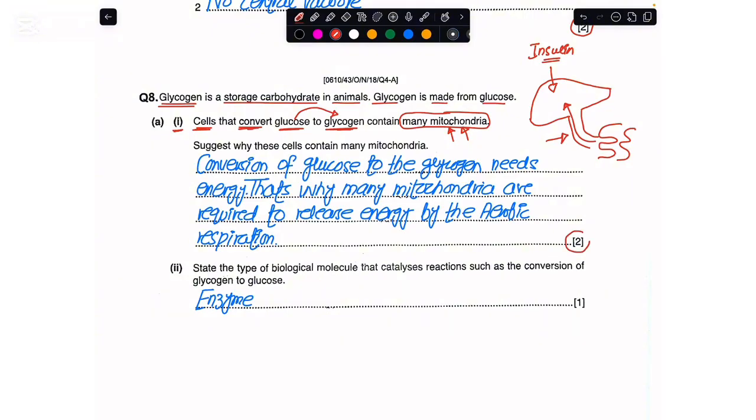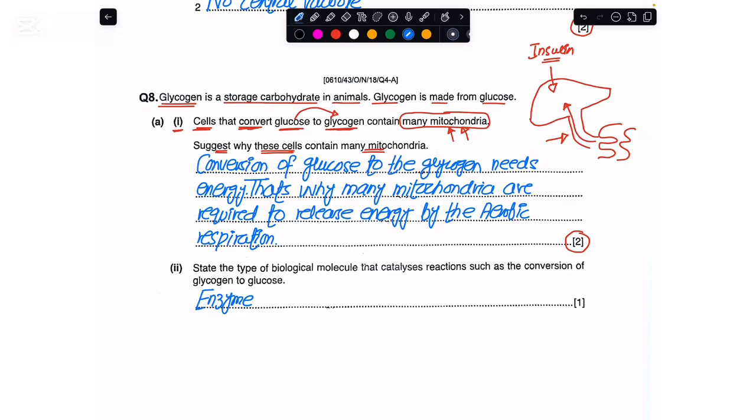So for the 2 marks, the examiner wants you to suggest why these cells contain many mitochondria. You would tell him that the conversion of glucose to glycogen requires energy, and for the energy production, there has to be the presence of many mitochondria. They carry out aerobic respiration and the energy is released, and that converts the glucose into glycogen.